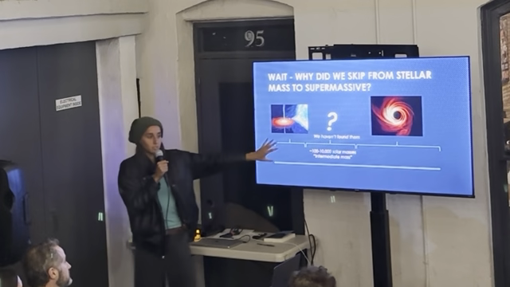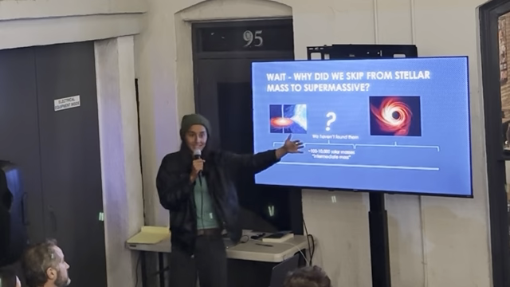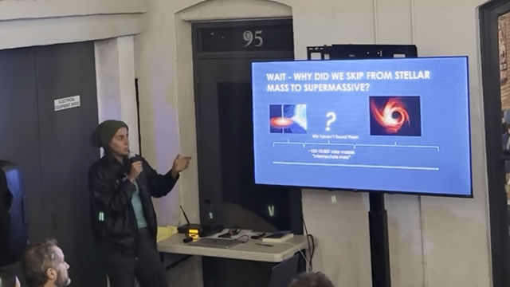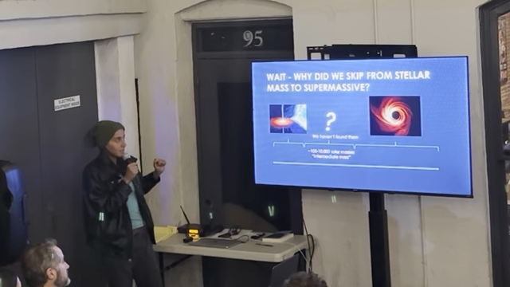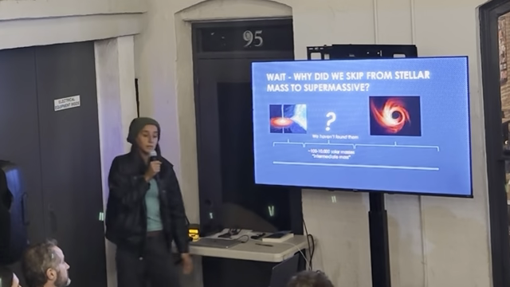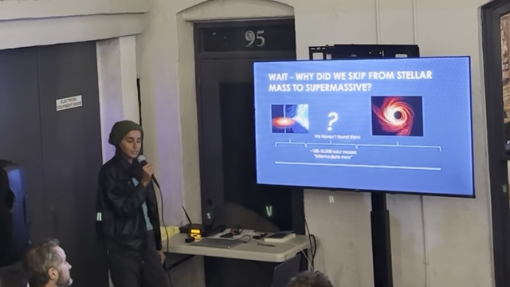So I talked about this 1 to 100 roughly range of mass that we call stellar mass black holes, and then above 10,000 solar masses roughly that we call supermassive black holes. Exactly where that boundary is isn't well defined, but there's this whole range of masses, roughly 100 to 10,000 solar masses in the middle, where we haven't been able to find any black holes in that regime.